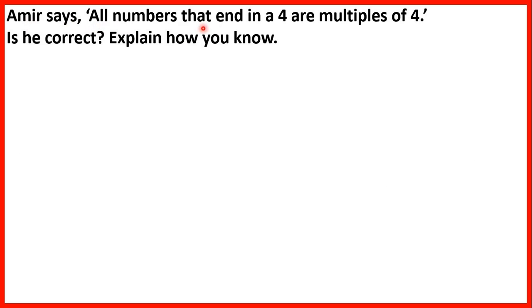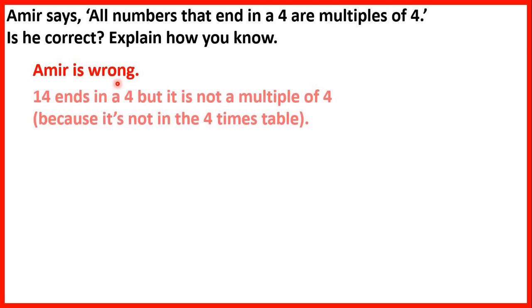Amir says all numbers that end in a 4 are multiples of 4. Is he correct? Explain how you know. So we need to remember that a multiple of 4 is a number in the 4 times table, or a number that can be divided by 4 without giving a remainder. So Amir is wrong, and when the person is wrong, to explain how we know, we can just give an example. 14 ends in a 4, but it is not a multiple of 4 because it's not in the 4 times table.